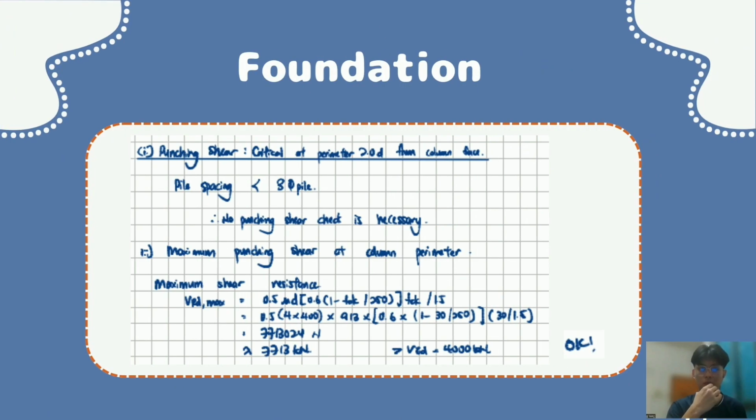Next, we need to calculate the punching shear. By using the formula, the pile spacing is smaller than 3 times the pile diameter, which means no punching shear check is necessary. However, we still do it for double checking. We can see that the maximum shear resistance calculated is 7713 kN, and it is bigger than the VED, which is 400 kN. Therefore, it is okay.